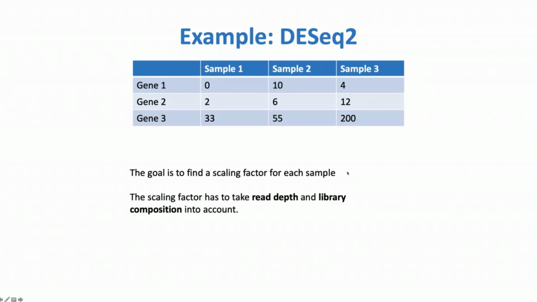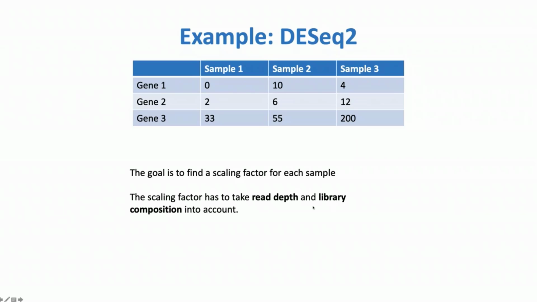What we want to do is scale the values of each of the rows so they're comparable, right? Just by immediately looking at sample 1, 2, and 3, we see that sample 3 has a lot more counts than the other 2.